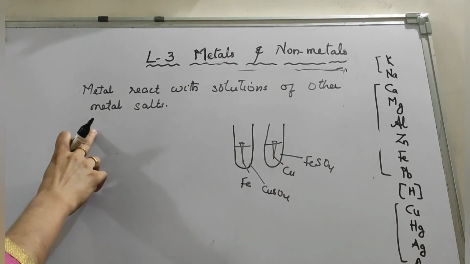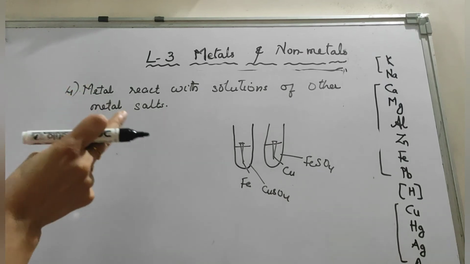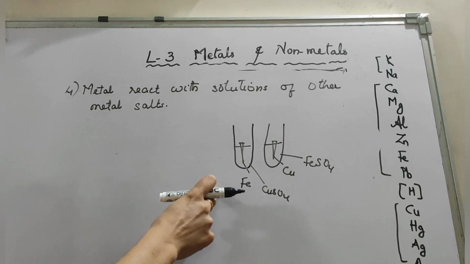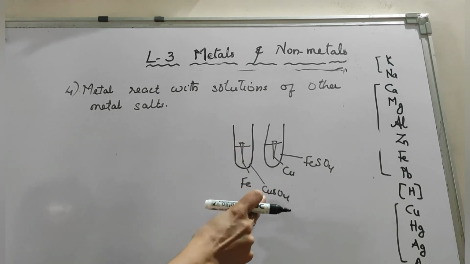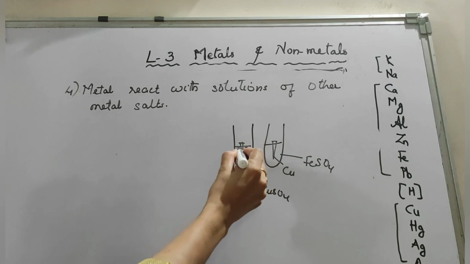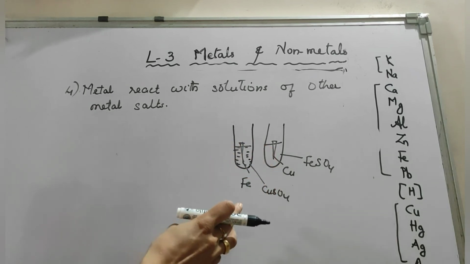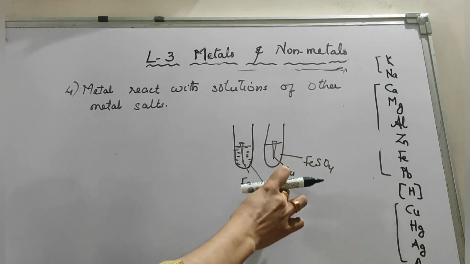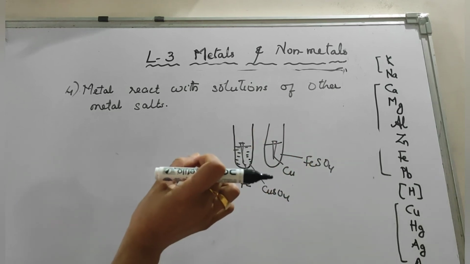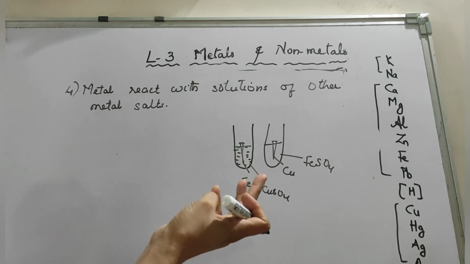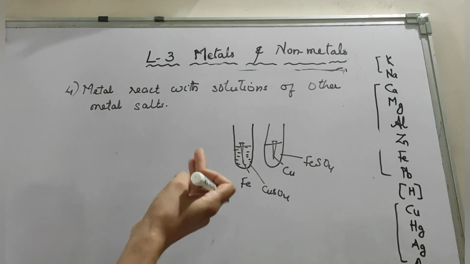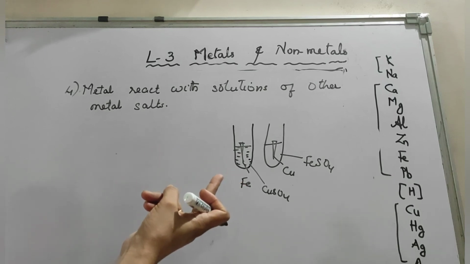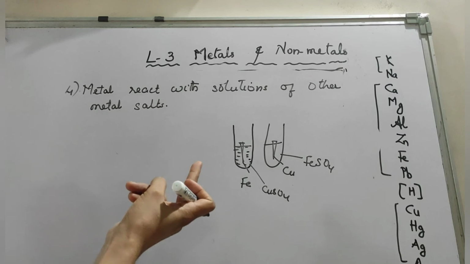Fourth chemical property: metals react with solutions of other metal salts. Let us perform one activity. Take a clean iron nail and put it in a copper sulfate solution. We know that copper sulfate solution is bluish in color, and copper sulfate is known as blue vitriol. And put a copper wire in an iron sulfate solution. Iron sulfate is pale green in color. Record your observations after 20 minutes.